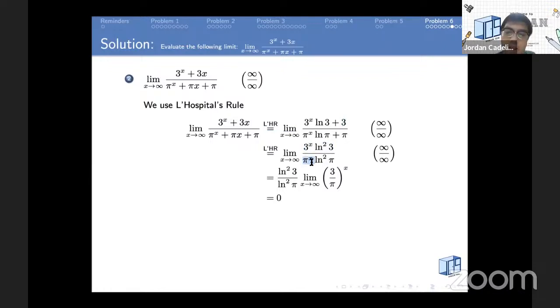Then itong pi x squared ay pi x, ano siya? Pi x ln pi. Pag multiply mo dito, magiging ln squared pi. Tapos mawawala na rin tong pi kasi constant lang siya. So, since yung ln squared 3 all over ln squared pi is a constant, pwede na natin tong ilabas. Kaya nasa labas to.